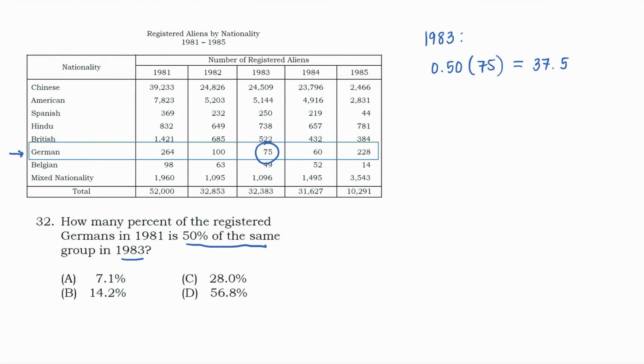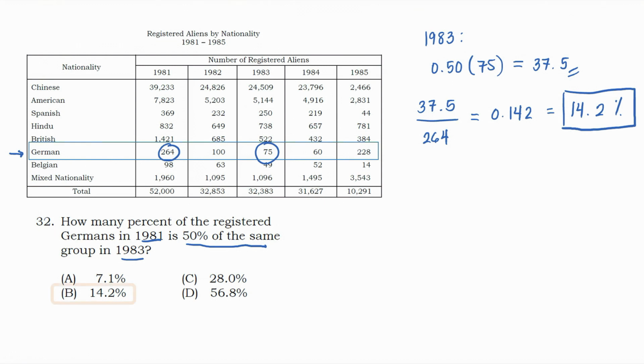And then, sabi ko kunin daw natin yung percent nung registered Germans in 1981. So, itong 50%, anong percent daw siya nung registered Germans in 1981? So, 37.5 divided by yung value or yung data for registered German in 1981 is 264. So, divided by 264 is equal to, makukuha natin sagot is 0.142 or equal din yan sa 14.2%. Ayan. So, this one is the final answer, letter B.